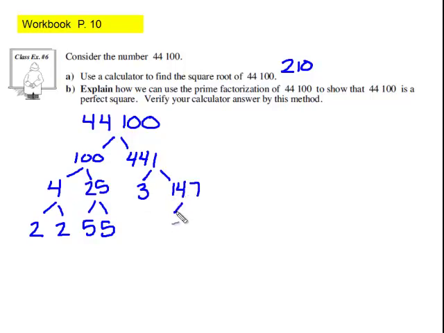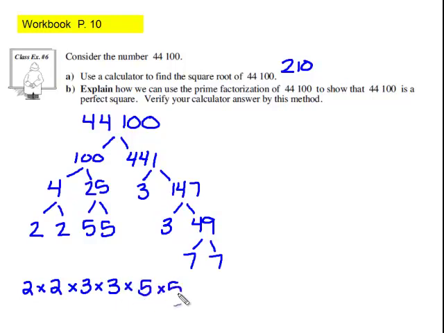Again, use any factors that you want. In the end, our answers will be the same. Okay, I'll just write that in one list. My factors are 2 times 2 times 3 times 3 times 5 times 5 times 7 times 7.